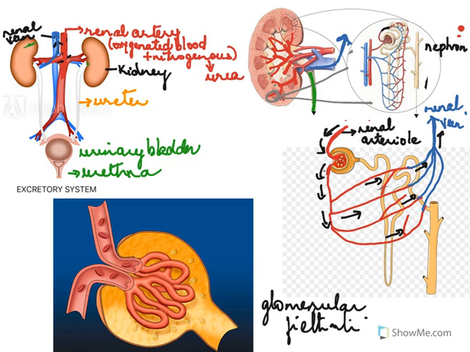Now this is the Bowman's capsule. It's a cup-like structure that surrounds the glomerulus, a bundle of capillaries. It's here, I'm putting it here. Okay, it's a cup-like structure. This cup-like structure which surrounds the bundle of capillaries is called the glomerulus.